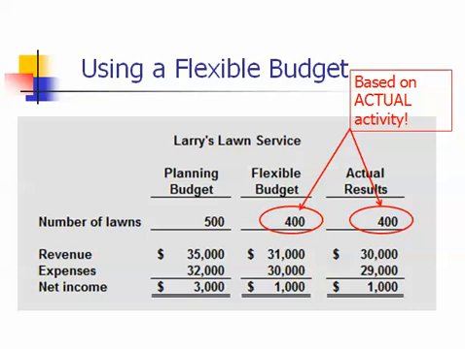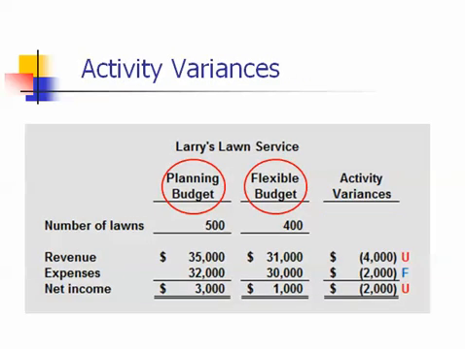Now, that flexible budget is a budget that's based on our actual level of activities. In other words, what would we have anticipated to earn in total revenues if we cut 400 lawns? And what would we have anticipated to incur in total expenses if we cut 400 lawns? Once we've installed our flexible budget in between our planning and our actual results, we can break our variance down into two components, an activity variance and a spending or revenue variance.